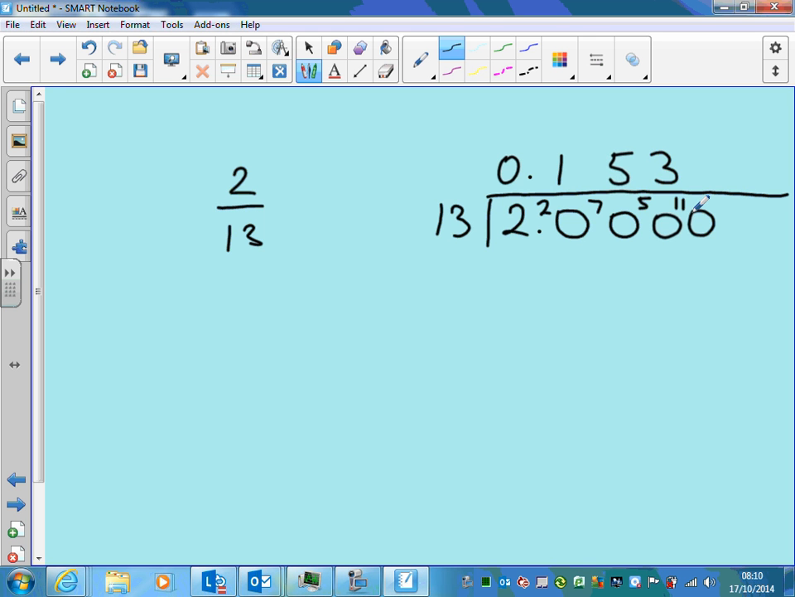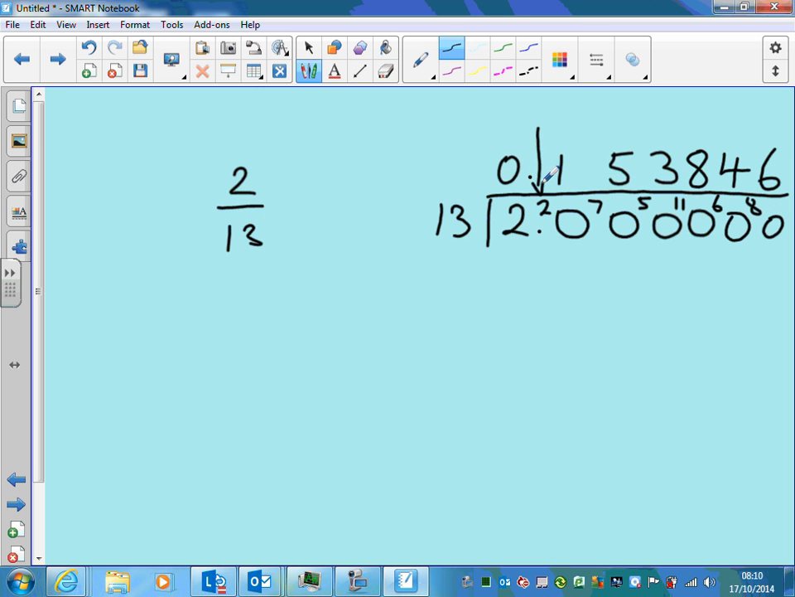110 divided by 13, there's a fun one. 130 is 10 13s, take away 26 would be 104, so that's 8 remainder 6. 60 divided by 13 will be 4, 52, remainder 8. 80 divided by 13, I think it's going to be the last one. 80 divided by 13 is, come on brain, 65, 78. So that's 6, remainder 2.